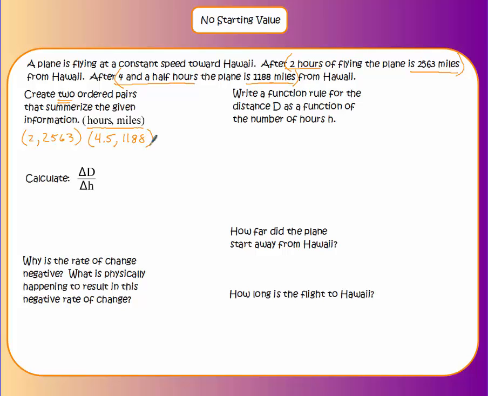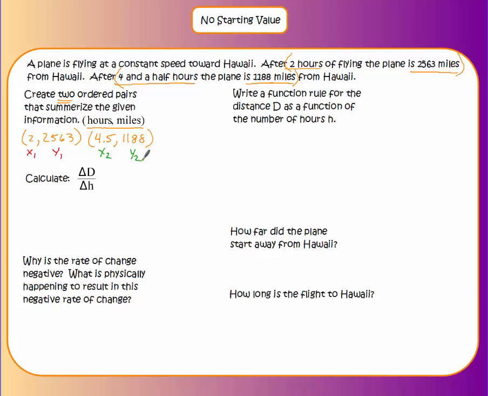1,188. All right, that's not too bad. So now I have 2 points. I could call this one, if I wanted to, x1 and y1, and I could call this other one x2 and y2, just to keep things straight.